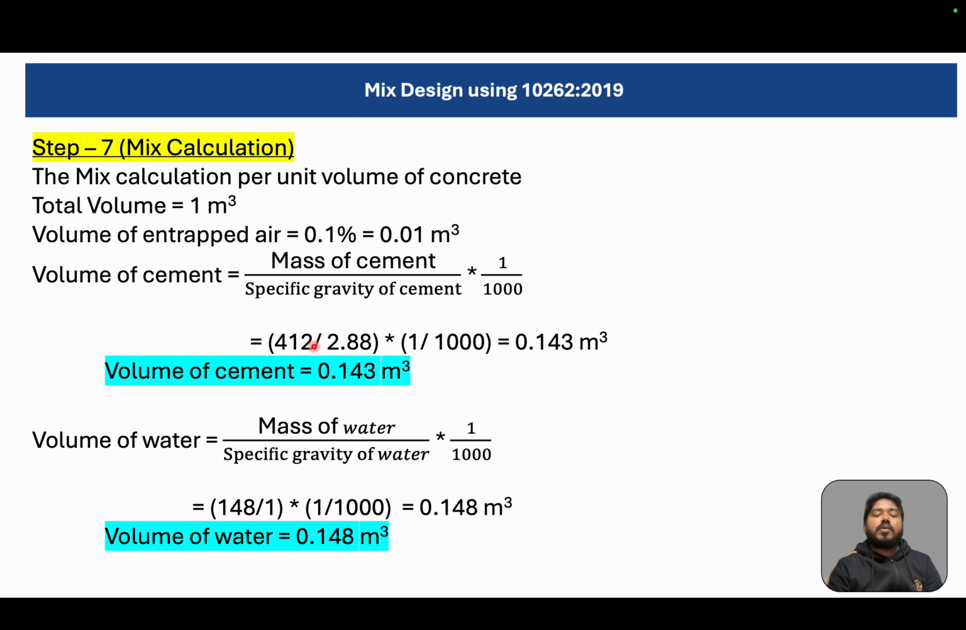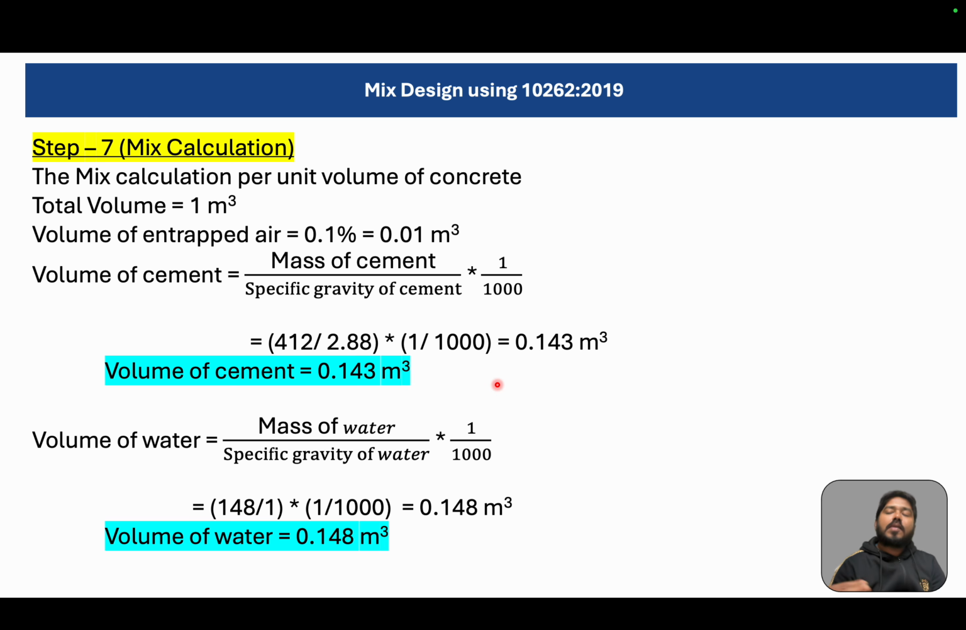So what did you get? From step 3, your cement content is 412 kg per meter cube, divided by the specific gravity, which is 2.88, into 1 by 1000, because you need to calculate for a meter cube. So you are getting 0.143 meter cube. So your cement calculation is done. For 1 meter cube, the volume of cement required is 0.143 cubic meter.